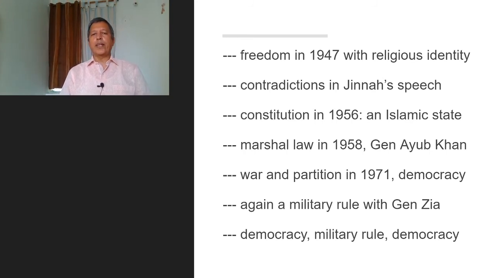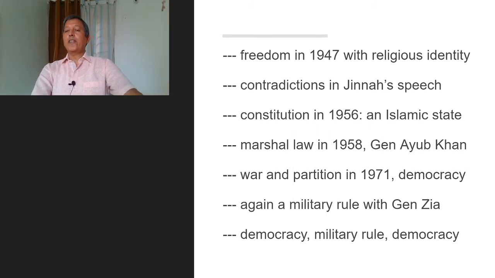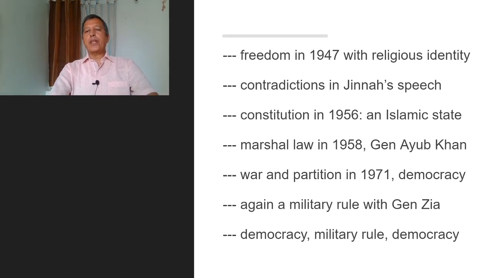Again, it was followed by a democratic setup between two parties, and then after some years, Nawaz Sharif was the prime minister, and the power was taken by a general from the army, so there was a military rule, which was again followed by democracy. Right now we have democracy. Imran Khan is the prime minister of Pakistan. So it has not been a stable democracy in Pakistan. Democracy, then military rule, then democracy, and something like that.